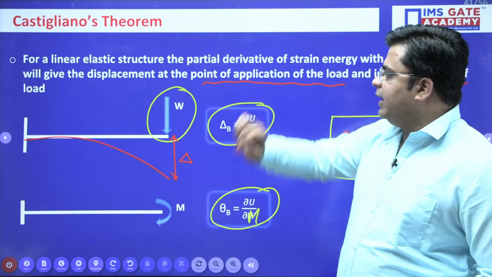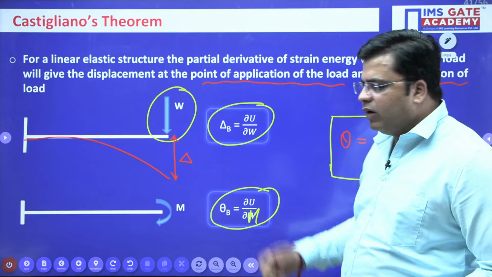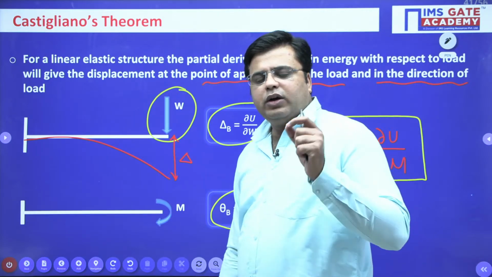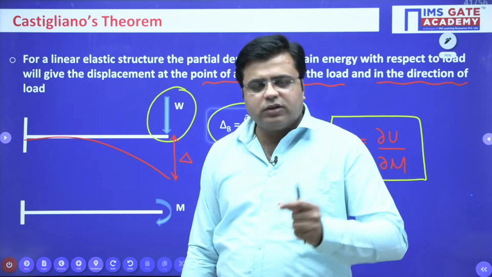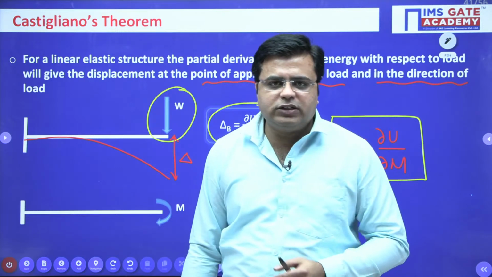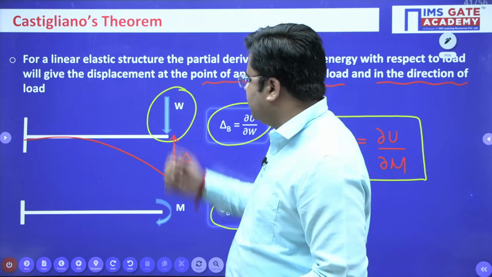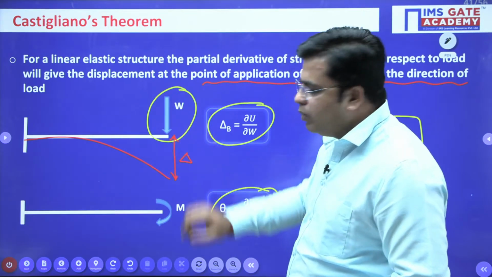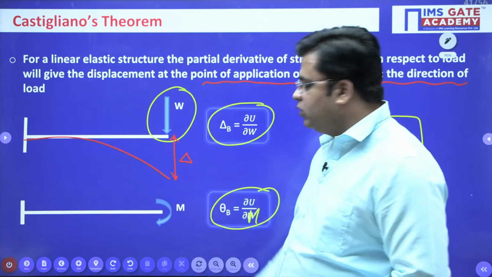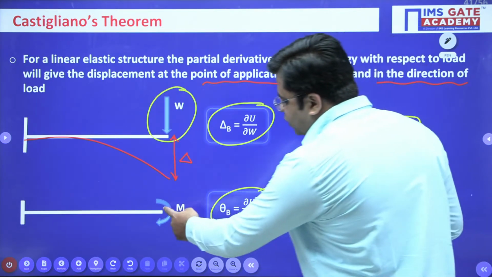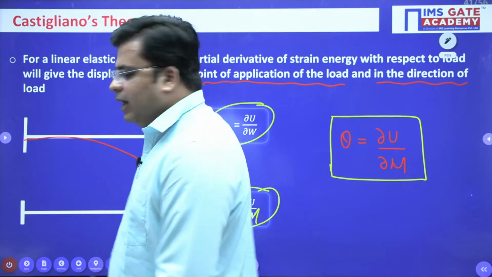According to Castigliano's theorem, if you need the deformation in any direction, or the rotation about any point, you need to calculate the total strain energy of the system, and with respect to the load that is causing that deformation, you need to partially differentiate the total strain energy, right. So if you partially differentiate the total strain energy with respect to W, it will give you this deformation delta. Similarly, if you partially differentiate the total strain energy with respect to this moment, you will get the rotation of the point where the moment is acting, and that theta can be calculated as del U by del M. Moving on with this.